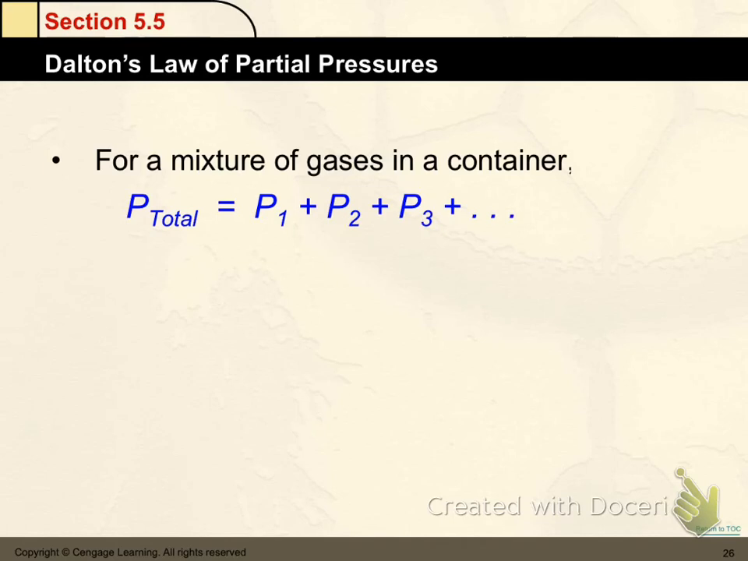So if we wanted to know the total pressure in the room right now, all we'd have to do is look at a barometer. And the barometer would tell us the pressure in the room. I'm assuming it's something like 0.98, something like that. Okay.